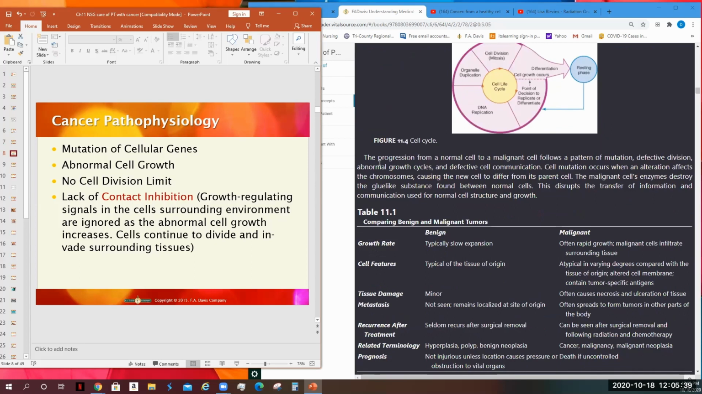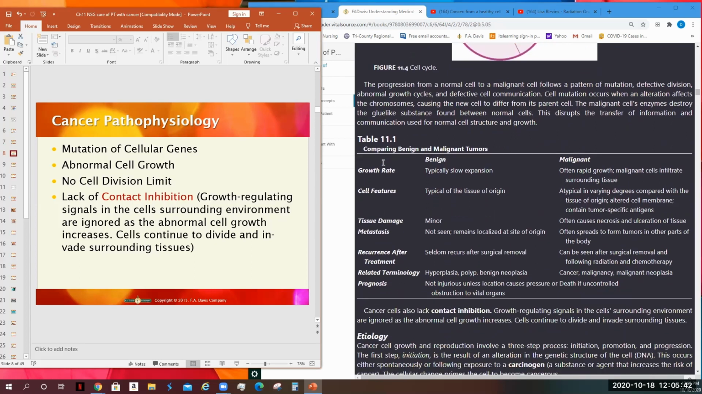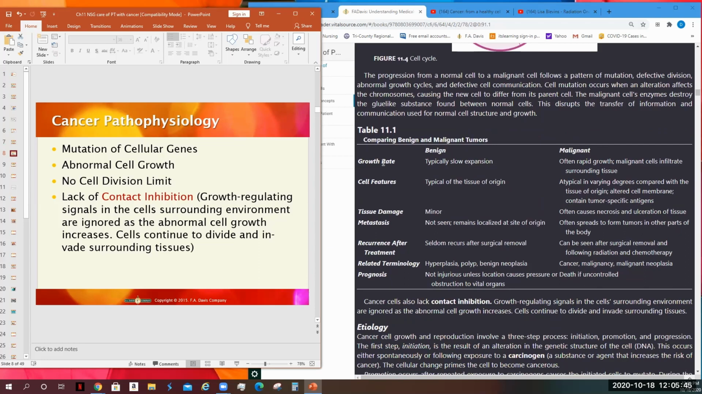The progression from a normal cell to a malignant cell follows a pattern of mutation, defective division, abnormal growth cycles, and defective cell communication. Cell mutation occurs when an alteration affects the chromosomes, causing the new cell to differ from its parent cell. The malignant cell's enzymes destroy the glue-like substance found between normal cells. This disrupts the transfer of information and communication used for normal cell structure and growth.